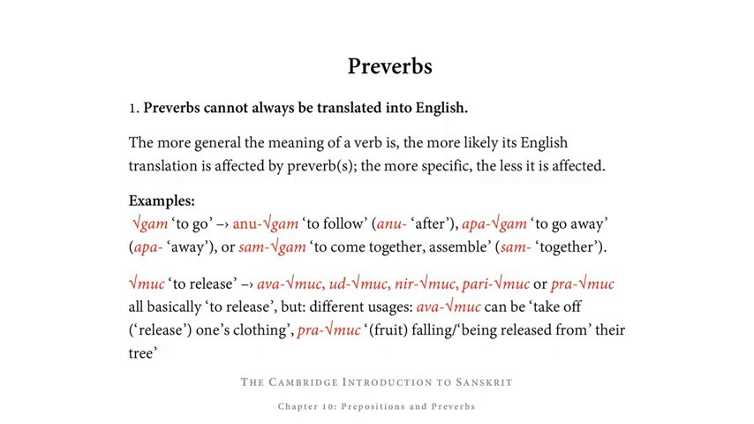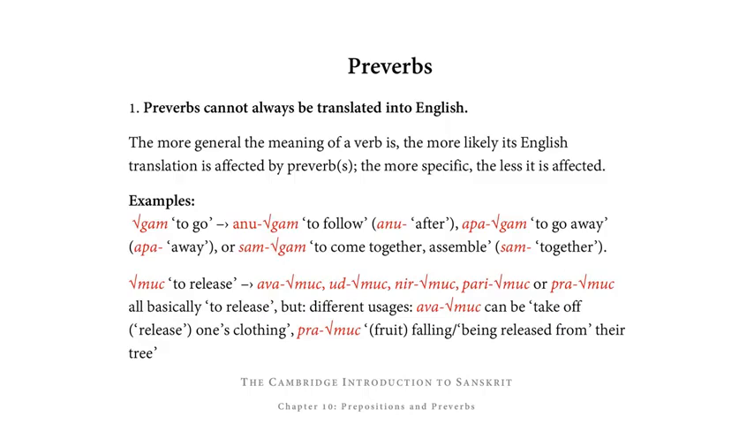So, for example, we have anugam, meaning to literally go after or to follow. We have apagam, to go away. Saṃgam, to go together, i.e. to come together, to assemble, and so on. If you look at a verb such as muc, to release, on the other hand, there's a number of combinations of preverbs with this verb, such as avamuc, udmuc, nirmuc, parimuc, pramuc, that all are basically to release in English.